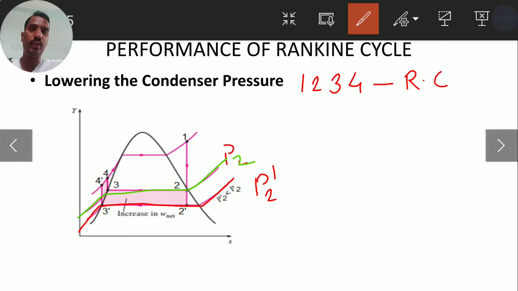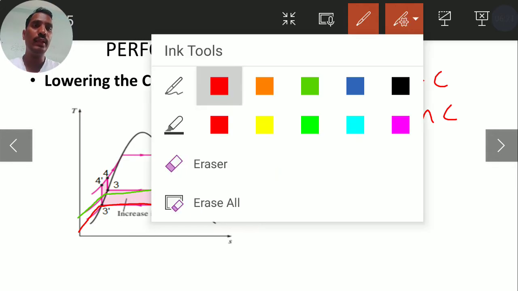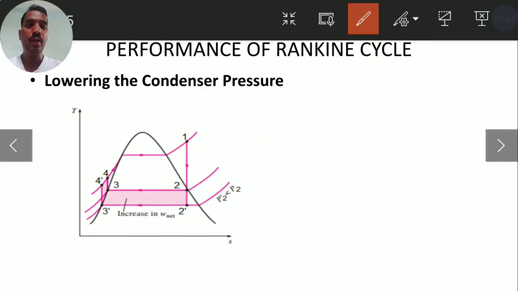Then what is the effect of lowering the pressure on the performance of a cycle? Now the final or modified cycle is 1, 2 dash, 3 dash, 4 dash. This is the modified cycle after reducing the condenser pressure. Now we'll see the effect. What is the effect? This colored one is the increased area because of the lowering of the pressure.